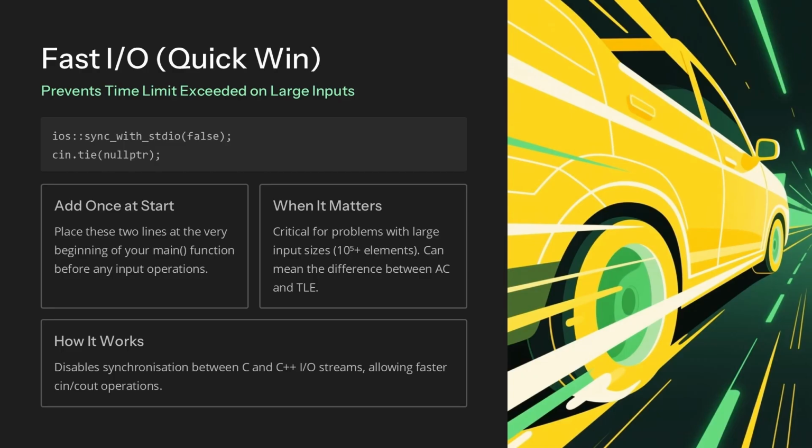Quick performance win. At the top of main, add fast input-output. 2 lines: ios::sync_with_stdio(false), and cin.tie(nullptr). This prevents time limit issues on large input. It is a standard competitive programming habit.